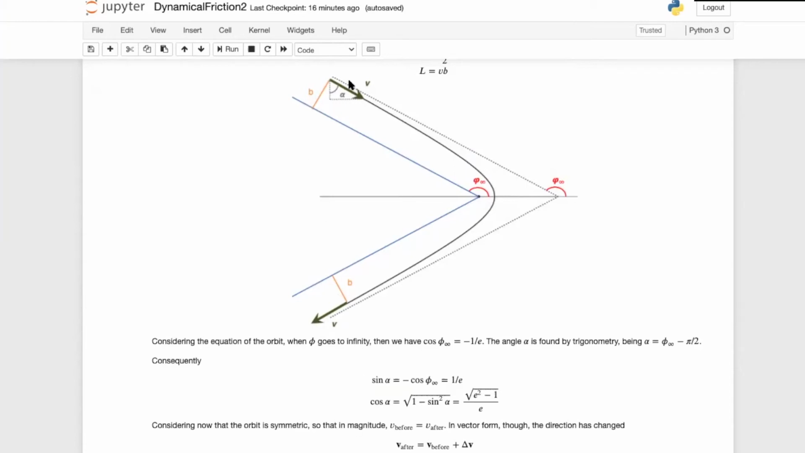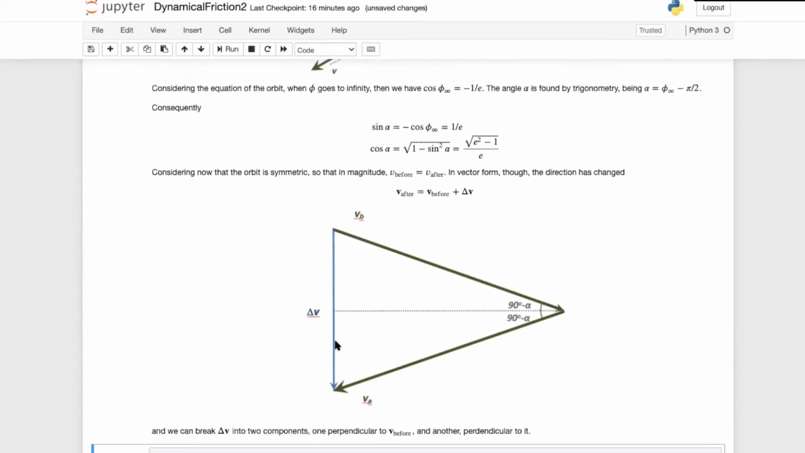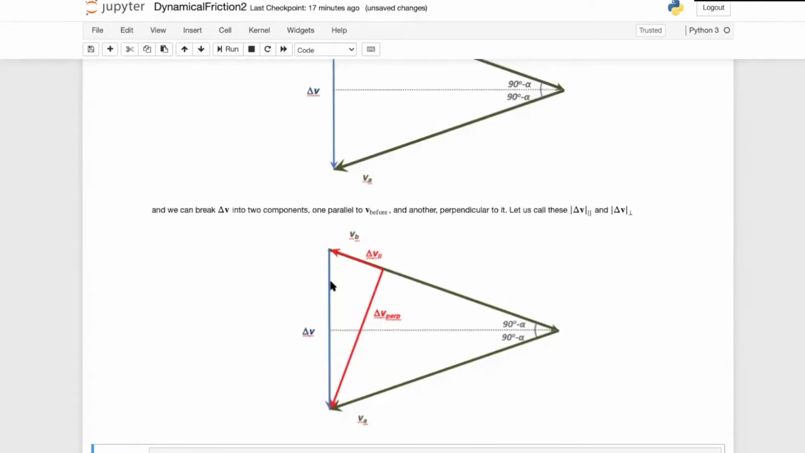But in vector form, because the direction changed, you can write that v after is equal to v before plus a vector delta v. So let's break this delta v into two components: one that is perpendicular to the v before, and another one that is parallel to it. Let's call these delta v parallel and delta v perpendicular. So there you go. Delta v is a sum of a perpendicular component to v before and a component that is parallel to it.